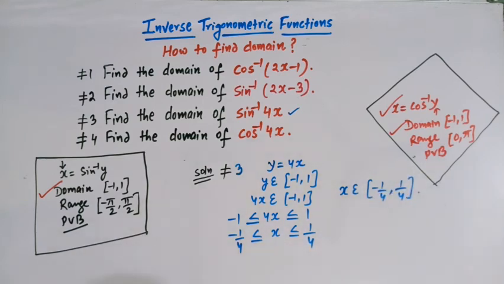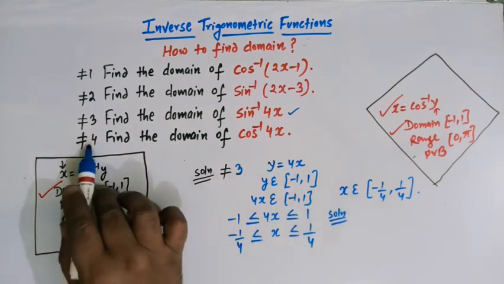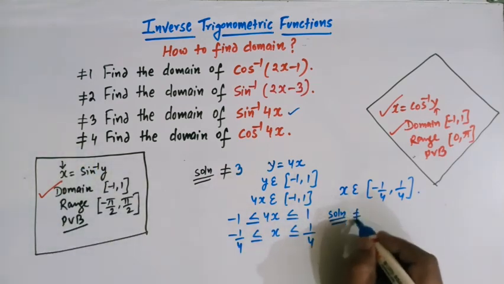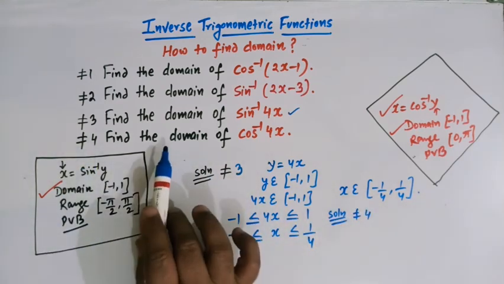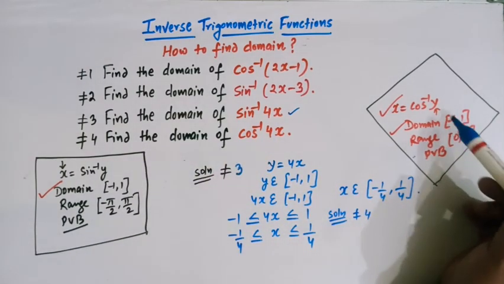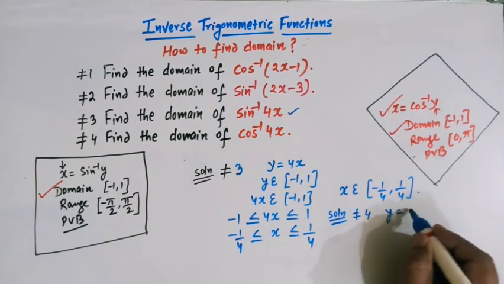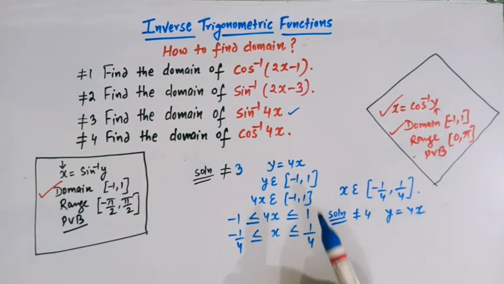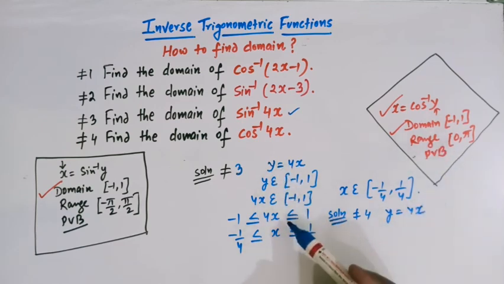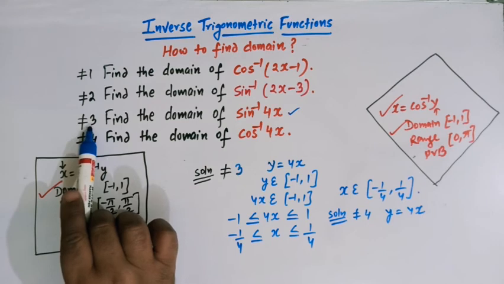Similarly, the fourth one, here we have to find the domain of cos inverse 4x. If I compare it with this, then again y is equal to 4x, and we have the same solution as we have done for problem number 3, right?